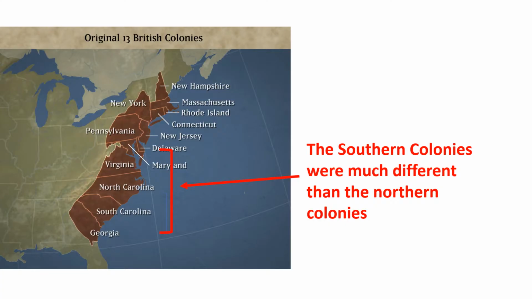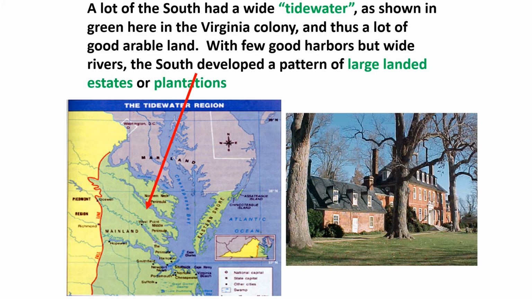Now when we turn to the southern colonies, I'm basically talking about the area from about Maryland and Delaware down to Georgia. They were much different than the northern colonies. A lot of the South had what was called a wide tidewater, where in the rivers you could see the tides from the ocean. And that's shown in green here in the Virginia colony. All of this meant that there was a lot of really good arable land. The mountains were further back from the ocean. Also, there were a few good harbors, but there were these wide rivers.